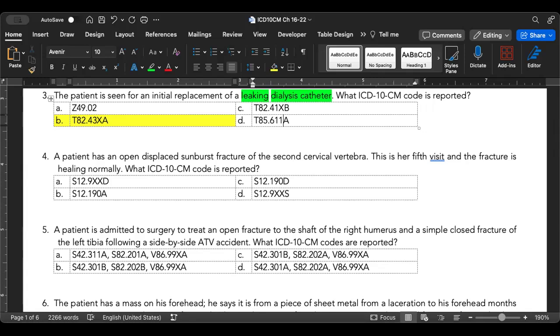So make sure again we're under traumatic because they did not indicate that it was a pathological fracture or it was due to a disease. Underneath neck, we'll go to cervical. And then it is the second cervical vertebrae. And it is displaced. So what is our code that we're going to further expand?